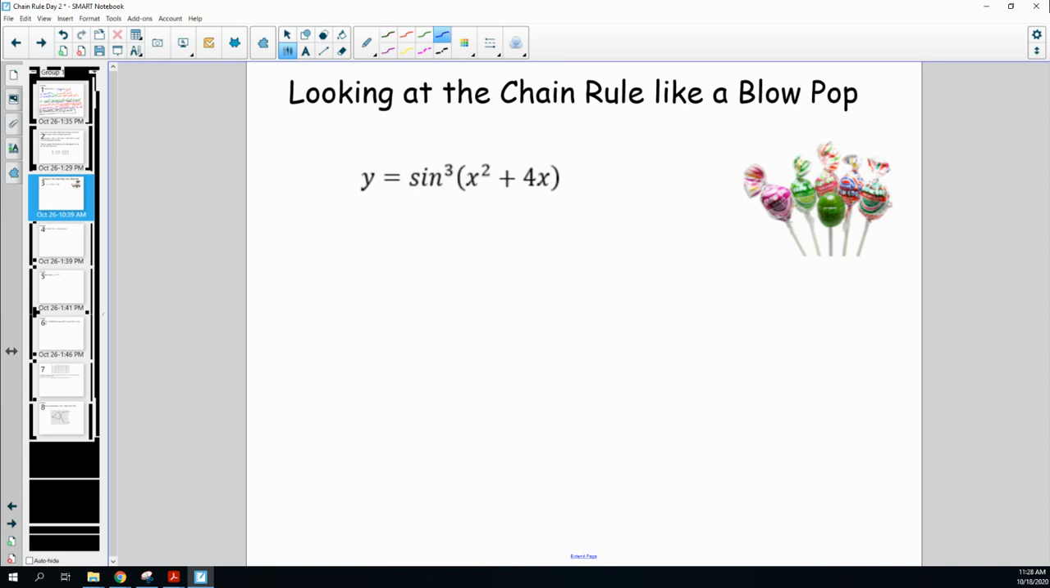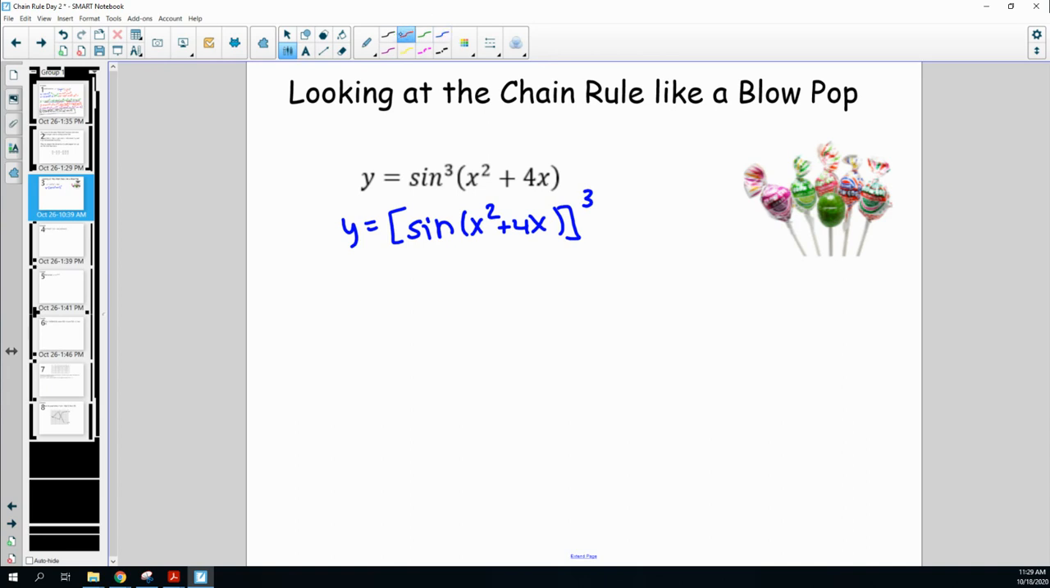So what we're going to do is first rewrite this so we know what function is on the outside. Since we have sine cubed of this thing, we know that it's the same thing as saying the entire thing cubed. So I'm going to rewrite this and do y equals sine of x squared plus 4x to the third.